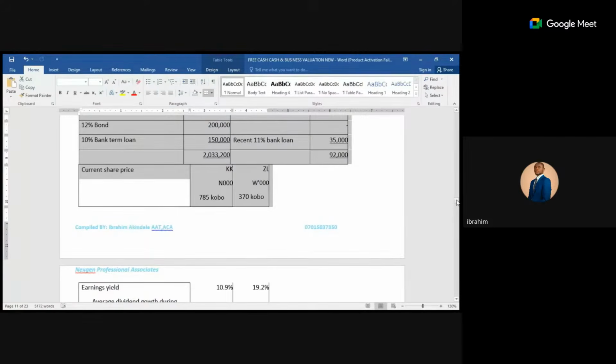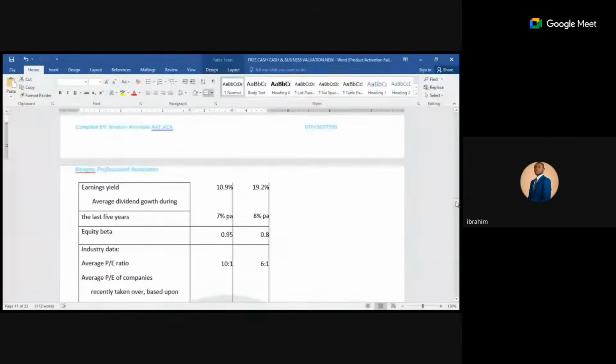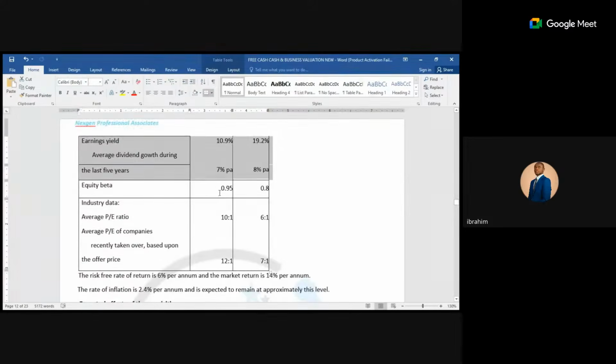So we have earnings yield. The first one is 10.9, where we have 19.2. This is their dividend paid, 7.8%. This is the equity beta. Both companies' equity beta is less than 1, indicating that the company stock is less risky.